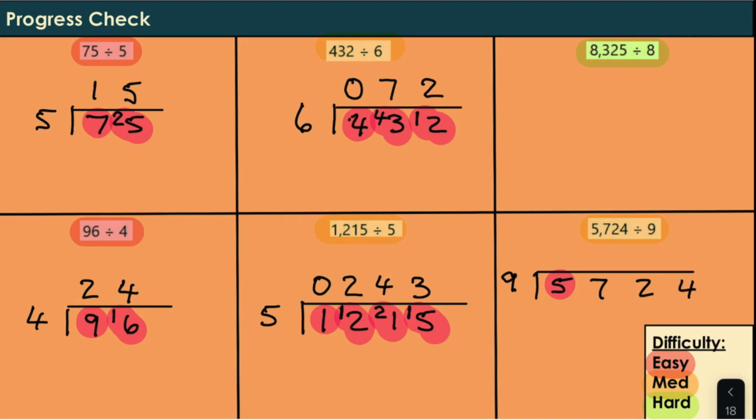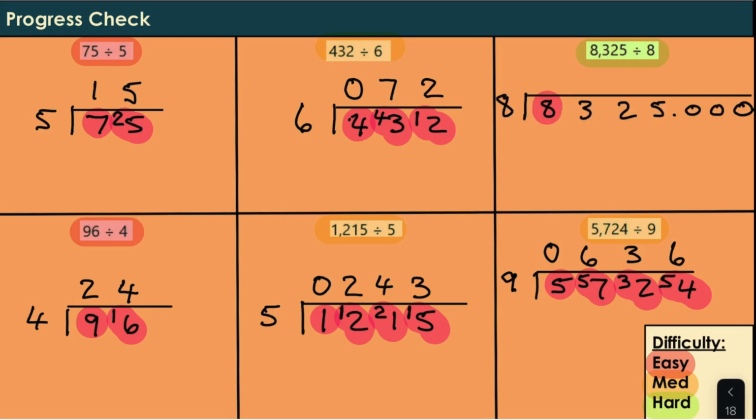How many 9s go into 5? 0. So I'm going to put a 0, carry over the 5. How many 9s go into 57? 6. 6 multiplied by 9 is 54. The remainder would be 3. So I carry over the 3. How many 9s go into 32? 3 9s. 3 multiplied by 9 is 27. The remainder is 5. And it carries over. How many 9s go into 54? That would be 6 9s. And my final answer, 636.